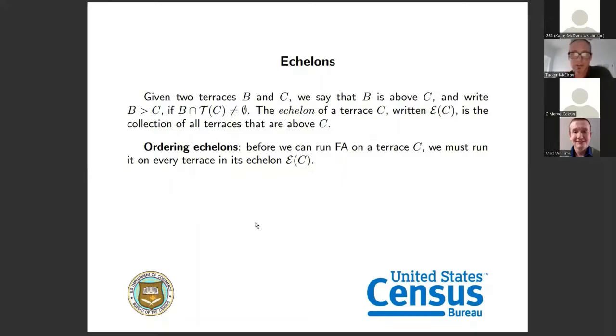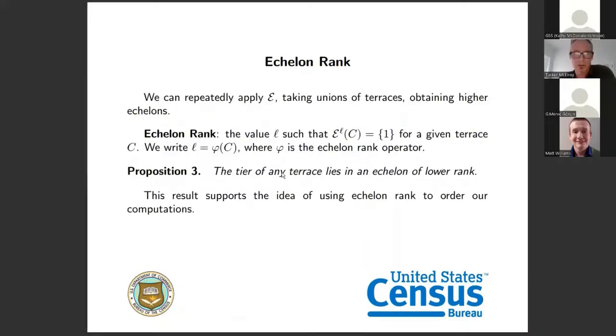So we have the notion of an echelon. It's this collection of all terraces that are above a given terrace, where the notion of above is that one terrace is above another if it includes some of the tiers of that terrace. So the notion is somewhat intuitive, even though the language is a little bit abstract here. Okay, so that's the basic idea of echelon rank.